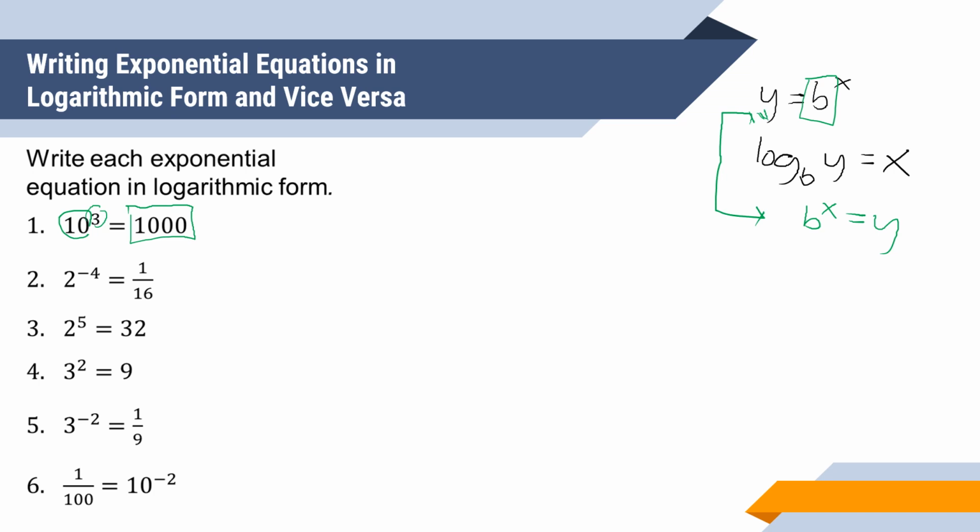So to rewrite that into logarithmic form, we will write the word log, and then this is our base. And then write 1000, and then equals the exponent. Again, this is our exponent.